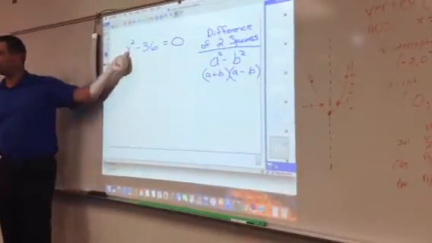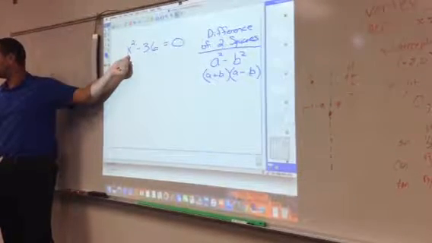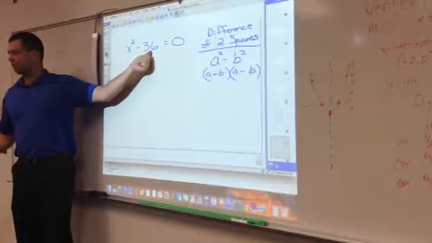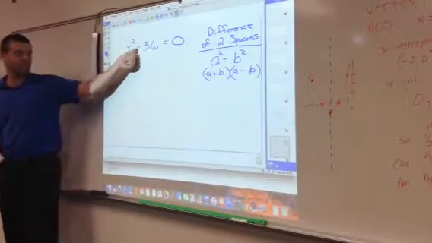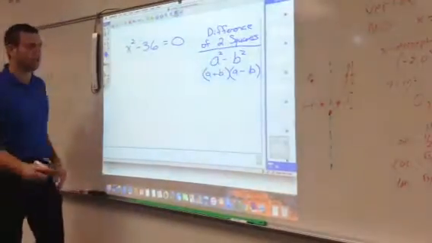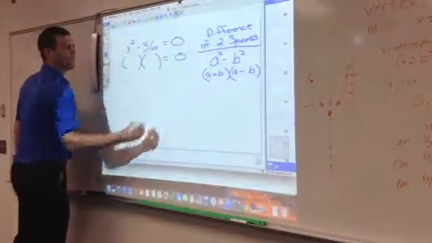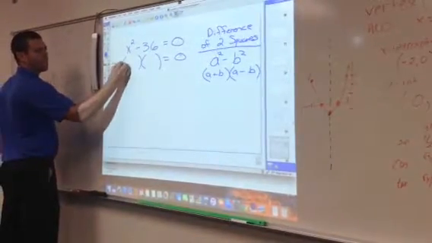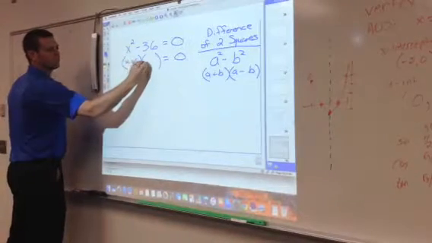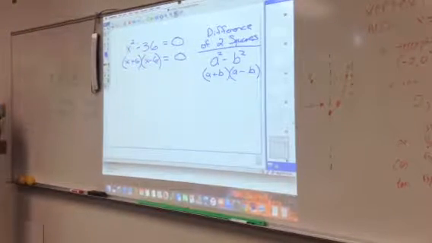Is x squared a perfect square? Yes, because x times x makes x squared. Is 36 a perfect square? Yes, because 6 times 6 makes 36. And is it subtraction? Yes, so this is the difference of two perfect squares. So this will factor to what? x plus 6, x minus 6.